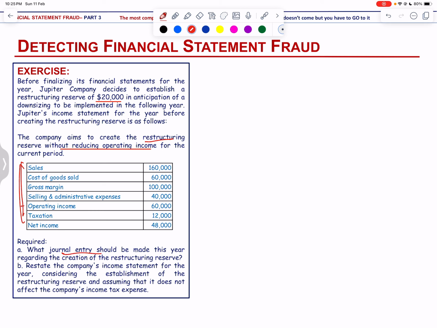We are required to journalize and then restate the company's income statement for the year, considering the establishment of the restructuring reserve and assuming that it does not affect the company's income tax expenses. So, restructuring reserve, obviously, this is a restructuring expense. So, restructuring expense is going to be debited by 20,000, and restructuring reserve is going to be credited by 20,000. So that is what is for part number A.